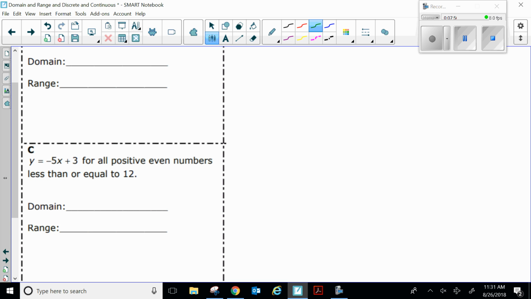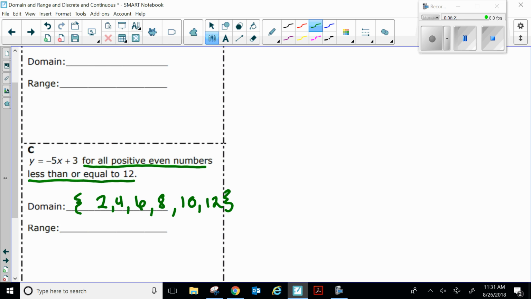Now let's look at our other line, equation of a line. It says y equals negative 5x plus 3 for all positive even numbers less than or equal to 12. This is very specific. Because this is so specific, it is actually telling me what my domain is. My domain, we'll go ahead and put that down, is 2, 4, 6, 8, 10, and 12. There are no in between values for my domain, meaning I could not actually connect my points with the line at specific values. So this is a discrete relationship.